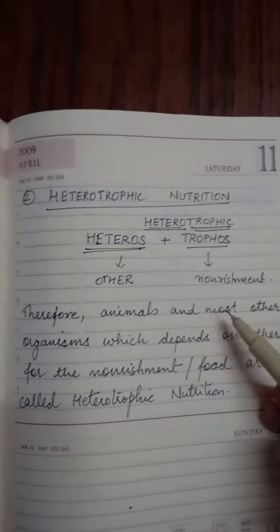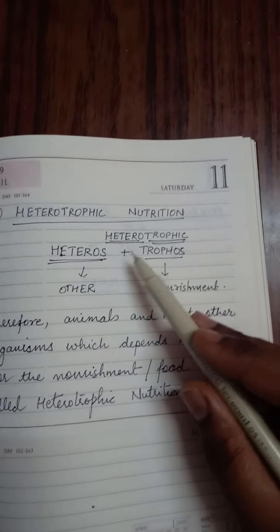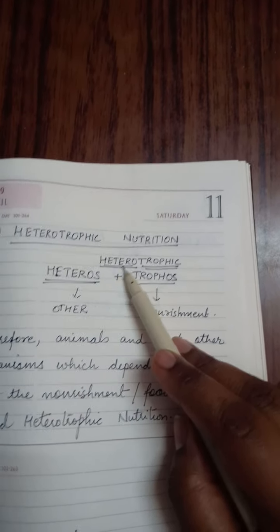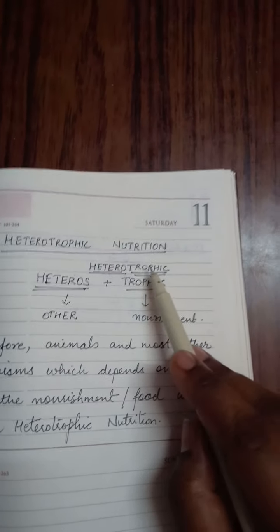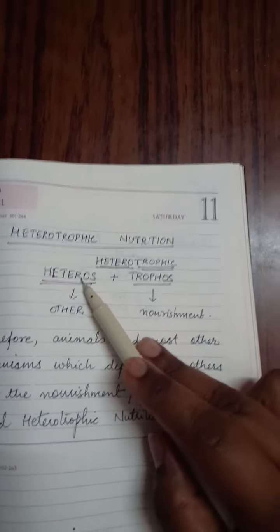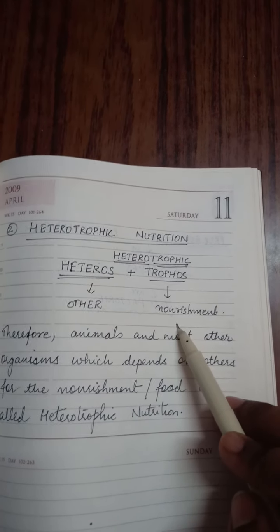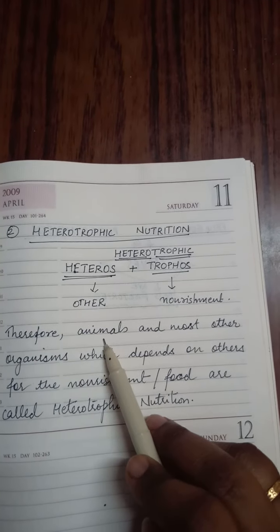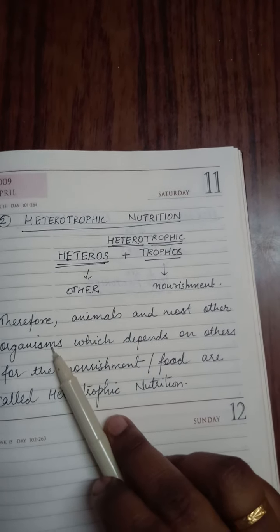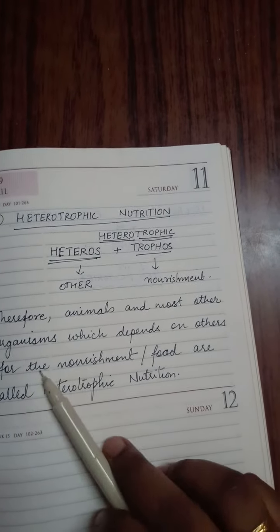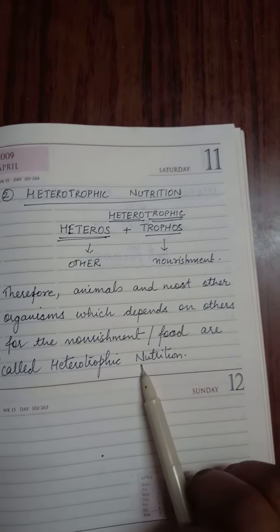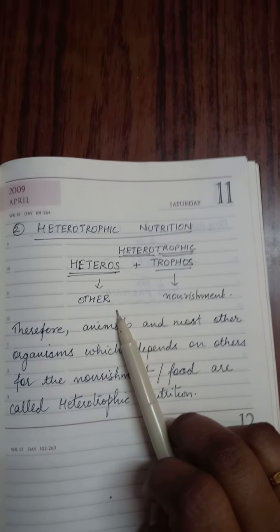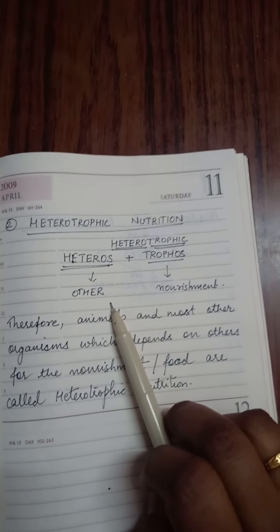Now, what about heterotrophic nutrition? Again, split the term: hetero plus trophos. Hetero means other and trophos means nourishment. So now, can you define it? Animals and most other organisms, which depend on others for nourishment or for food, are said to have heterotrophic nutrition, because they cannot prepare their food by their own.